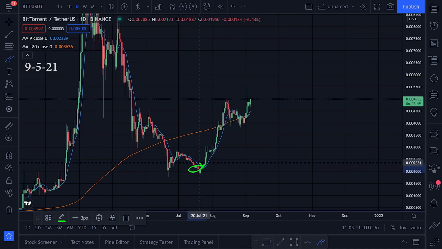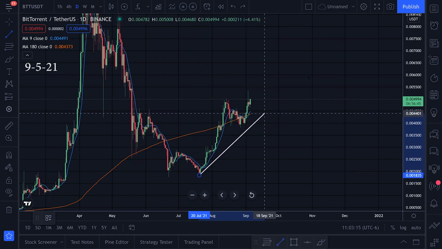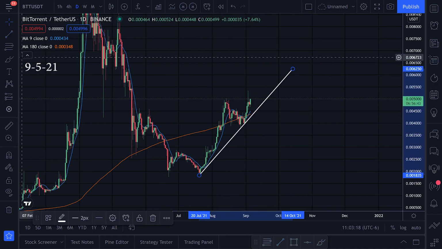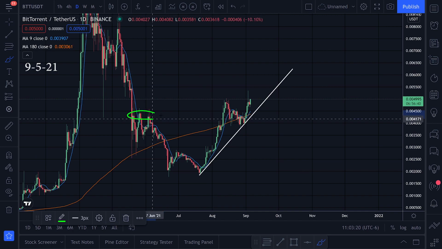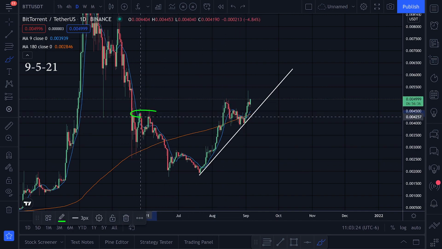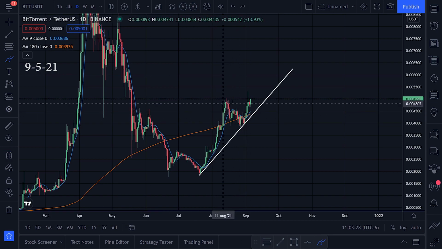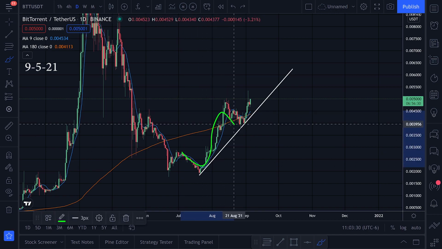We got support right here, we got support right here. I'm looking at an uptrend, something like this. And then we have resistance right here, and we had resistance right here. I would probably have been targeting this resistance right here, and now we're kind of trying to break out of this resistance right there, and it kind of looks like we're doing it. In general, we're on this uptrend like this.